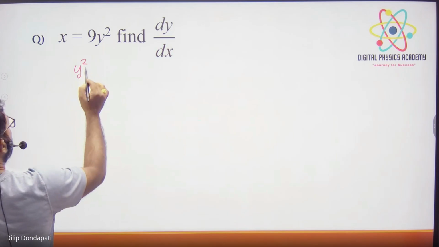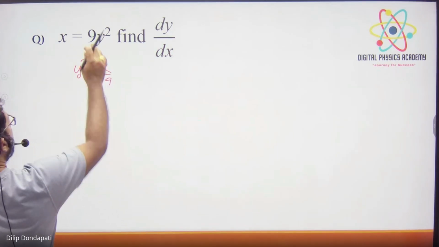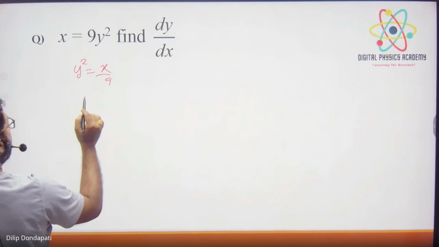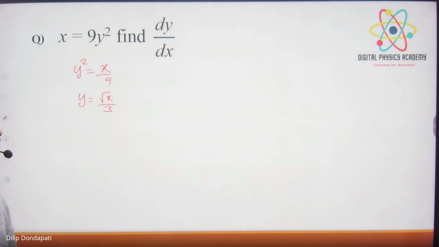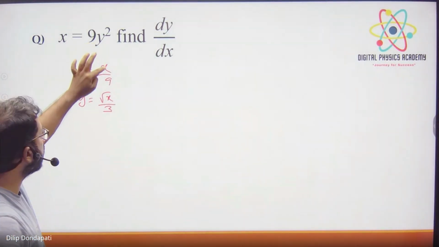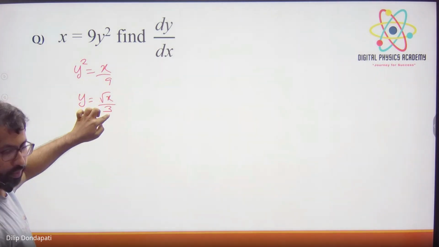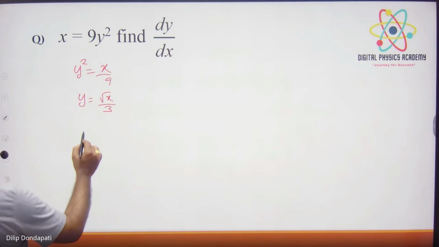Tell me, y square is equal to x by 9. This 9 I will send this side, x by 9. Y will be how much? Root x by 3. Now you understand this one? Send y to the other side, so root x by root of 9 is 3. Now substitute for dy by dx.